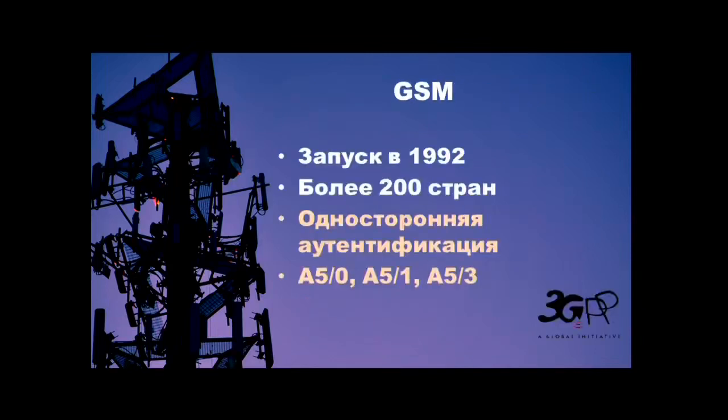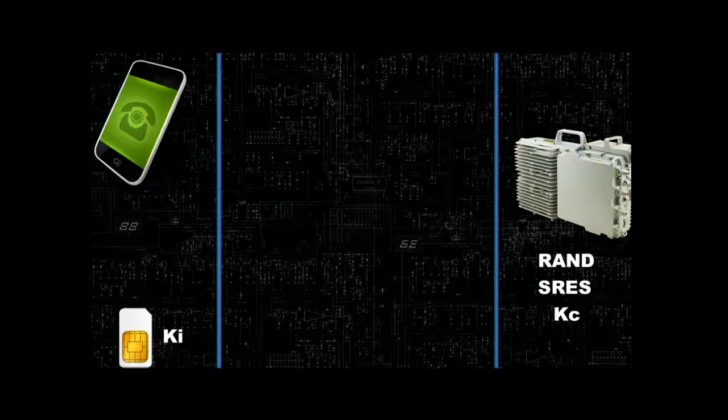2G was designed in the late 1980s and put into operation in the early 1990s. Now it's the most popular with the widest coverage. It is more than 20 years old, so it does have some security problems like one-side authentication and unencrypted connection possibility. Let's see how it works.